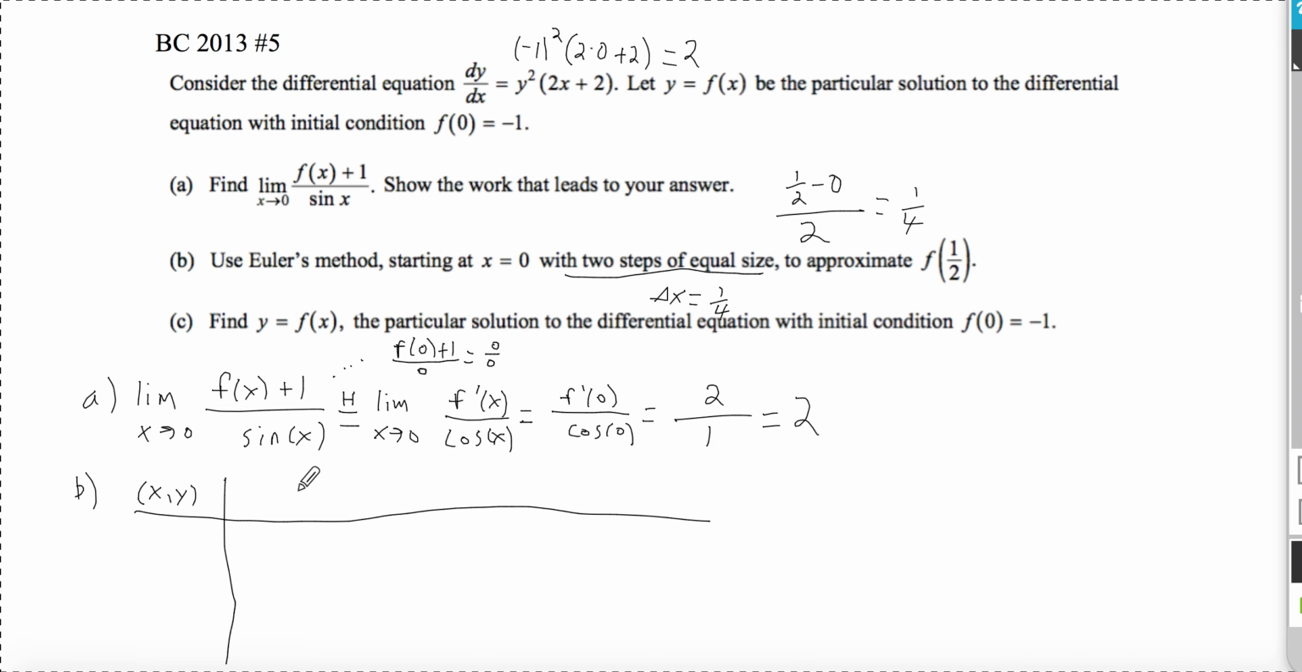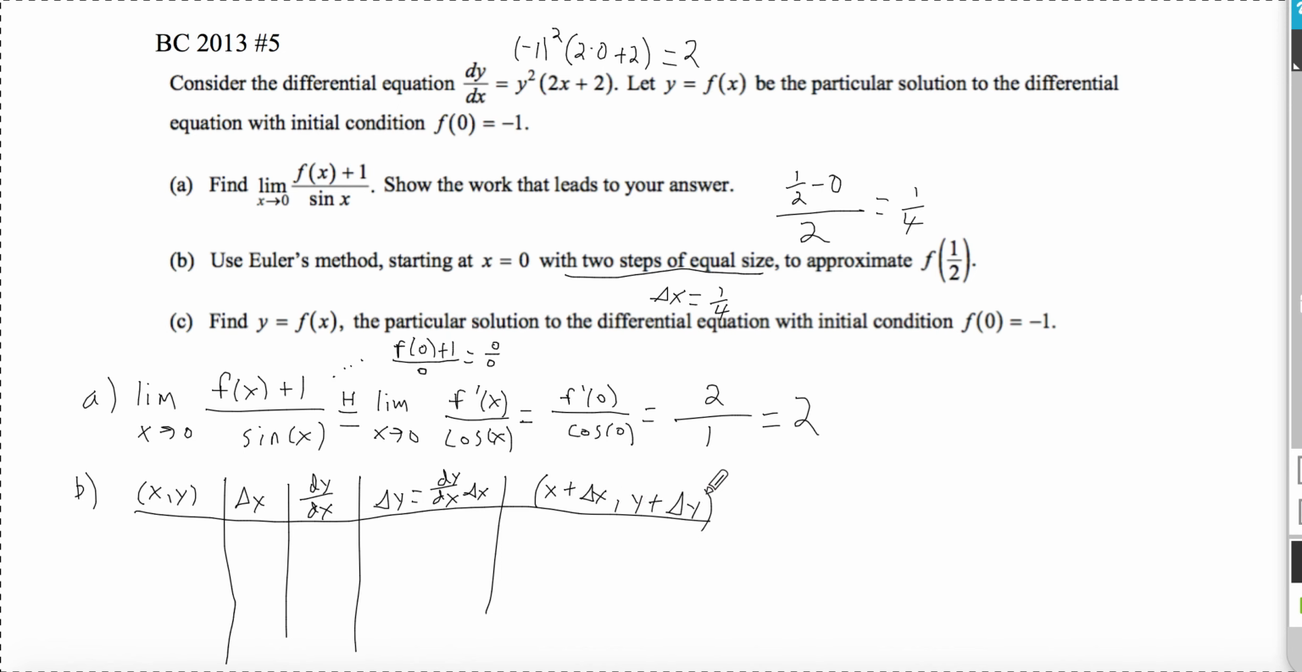All right, here we go. Say I have a table with x, y. We also need to know what delta x is, what dy/dx is, and what delta y is, which we know is equal to dy/dx times the change in the x value. And then that'll give us our new points, which are x plus delta x and y plus delta y.